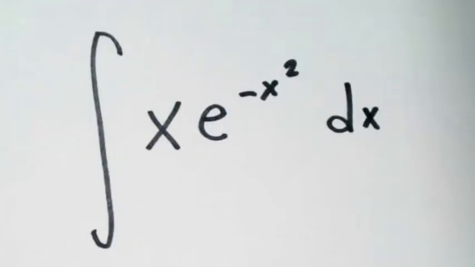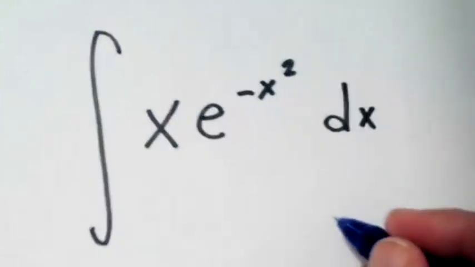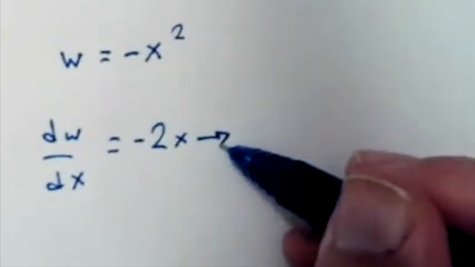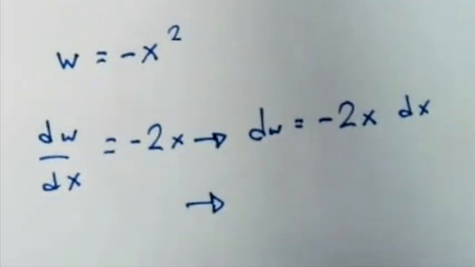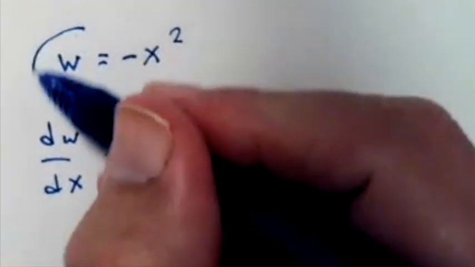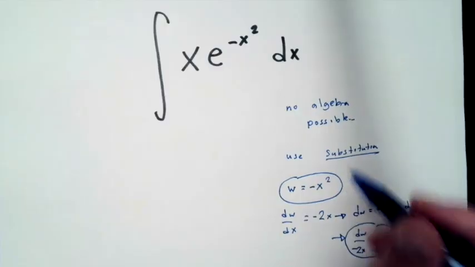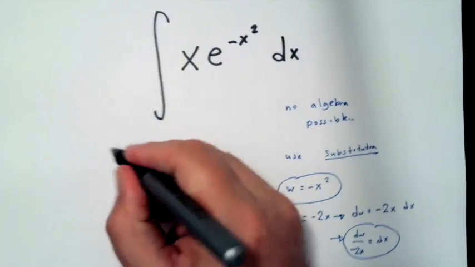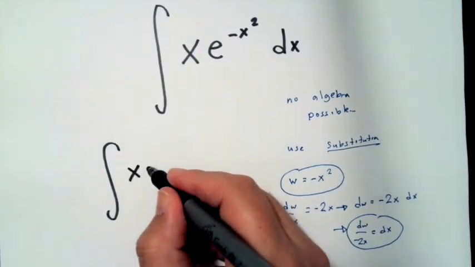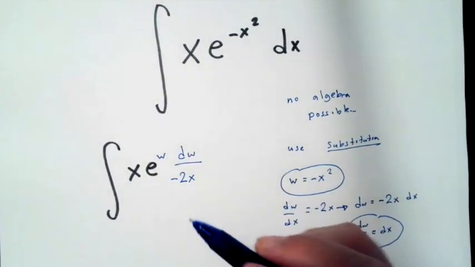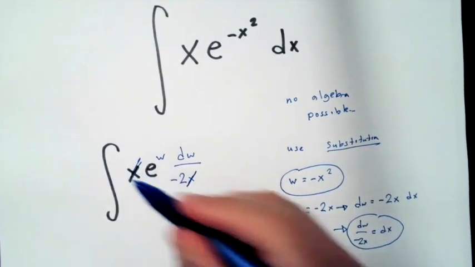Now let's look at the indefinite integral of x times e to the negative x squared. Here there is no algebraic way to simplify. Let's try substitution with w equals negative x squared. Solving for our substitution parts, we get dw dx equals negative 2x, and solving with algebra we get dw equals dx over negative 2x. As we plug in, we get x times e to the w times 1 over negative 2x times dw. The x in front of the e to the w and the x in the denominator cancel, giving the indefinite integral of e to the w times negative 1/2 dw.